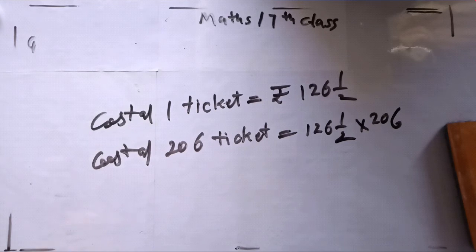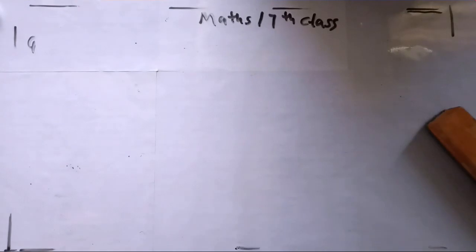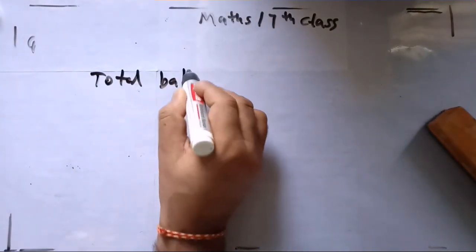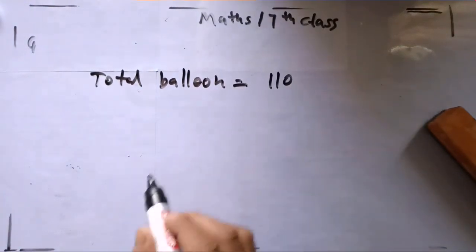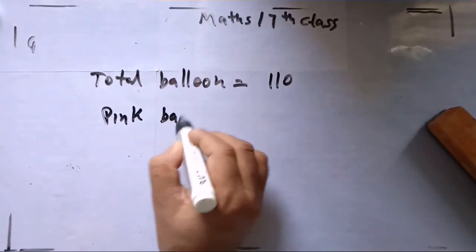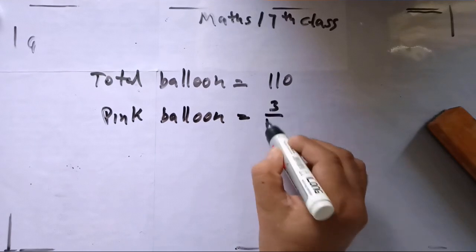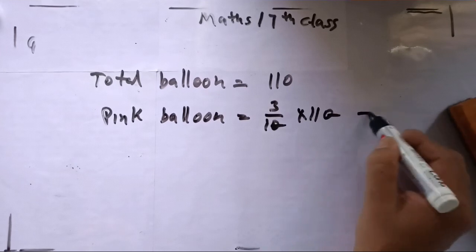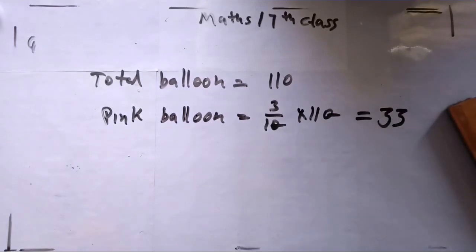Now the next question: in a collection of 110 balloons, the total number of balloons is equal to 110. So pink balloons are equal to 3/10 of 110. So beta, you will get the answer. This is 11 threes are 33. So pink balloons are equal to 33.